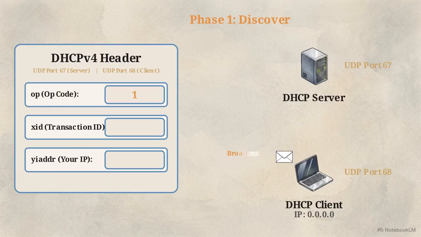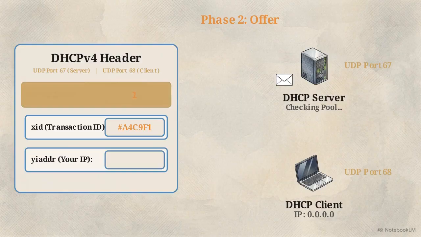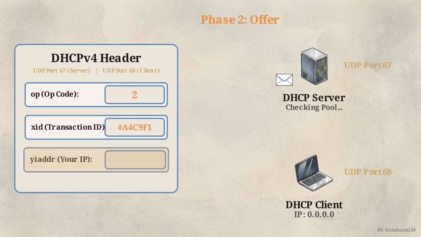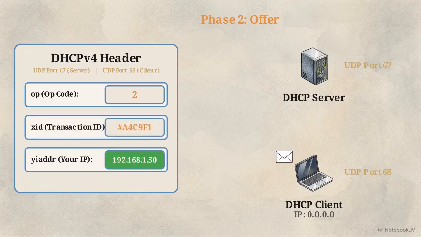Phase 1 is Discover. A client initializes at 0.0.0.0 and broadcasts a DHCP Discover to 255.255.255.255. It places a random number in the XID field to match server replies. In Phase 2, servers receiving this broadcast check their local pools and respond with a DHCP Offer containing a proposed IP address. This proposed address is populated directly into the yiaddr, or "your IP," field of the returning packet.